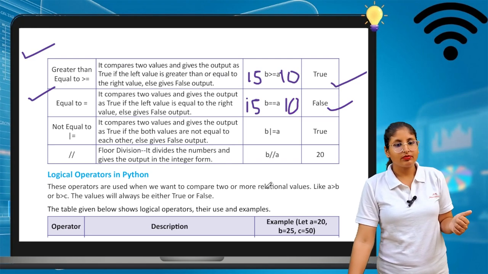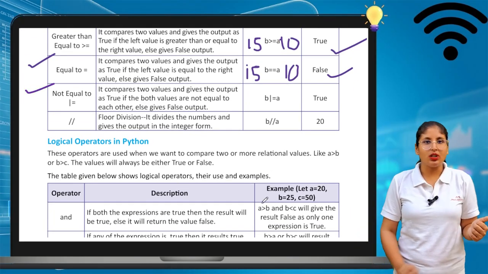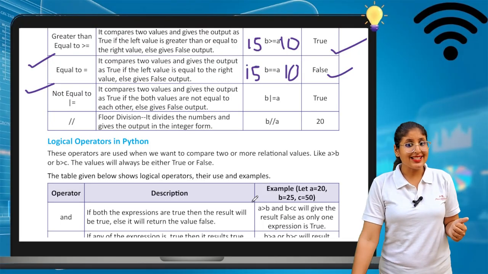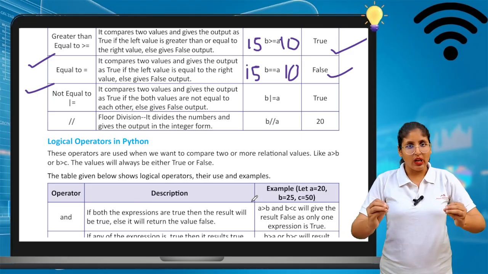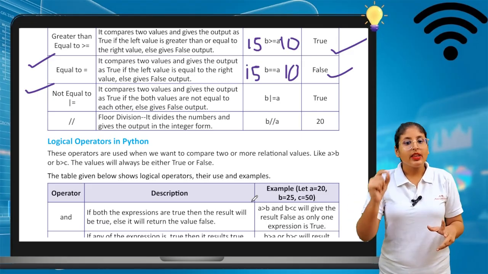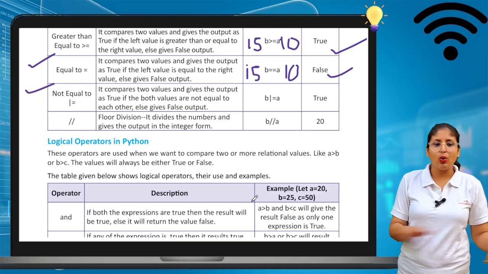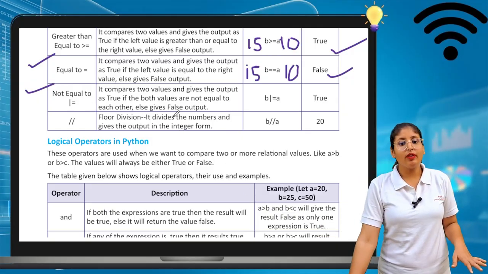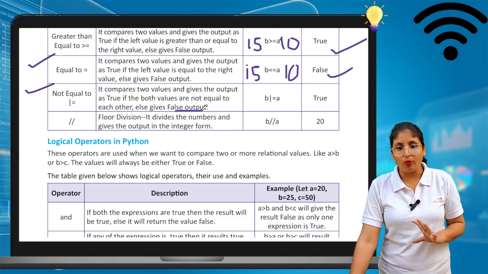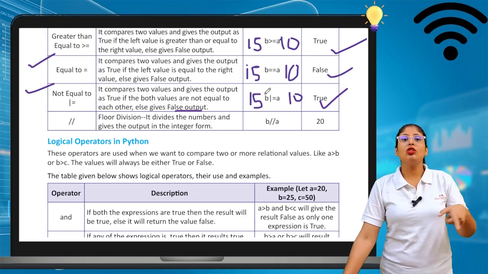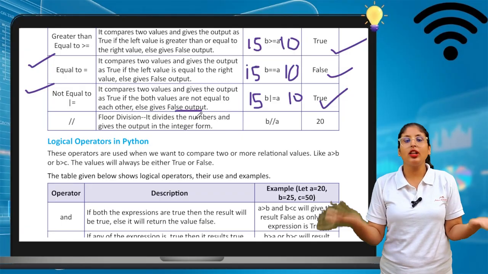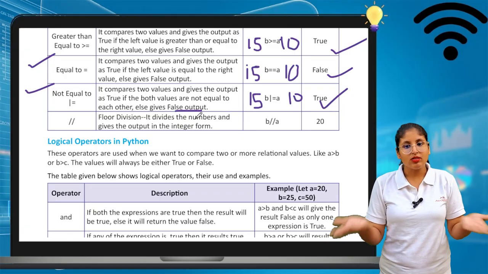Okay. Now the next sign is not equal to. Not equal to sign means it compares two values and gives the output as true only if both the values are not equal to each other. Okay, if both the values are not equal to each other, then only it is true. See, the value of B is 15 and the value of A is 10. Is it equal? No, it is not equal. So it is true. Then it is also true when the right hand side is not equal to the left hand side. Okay, so this is true.